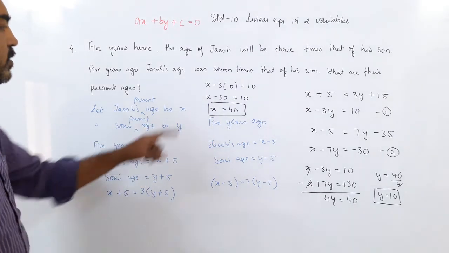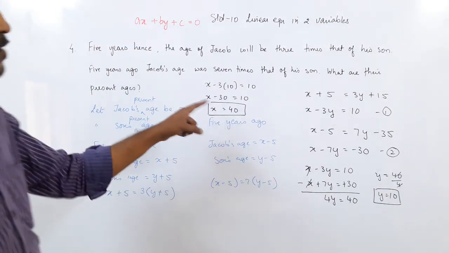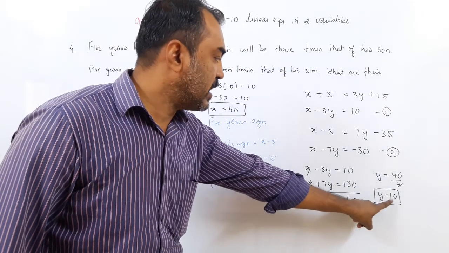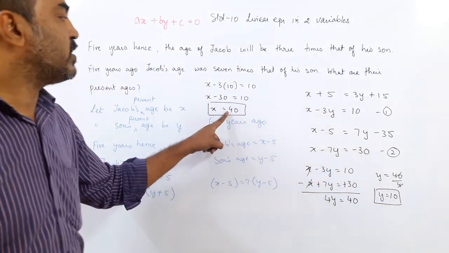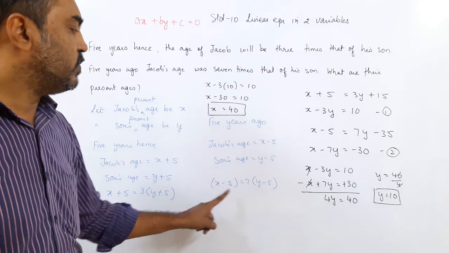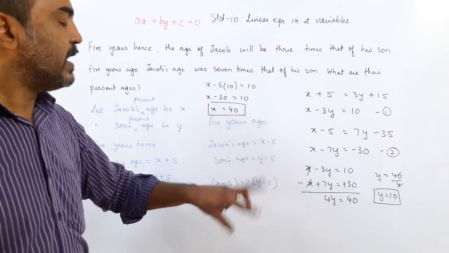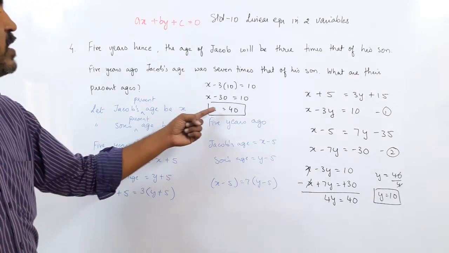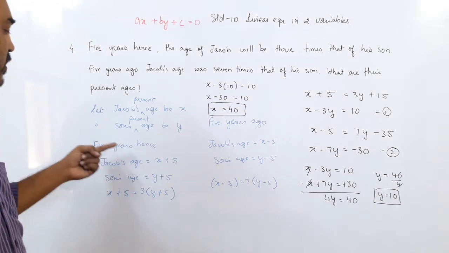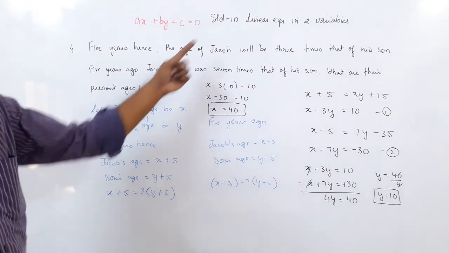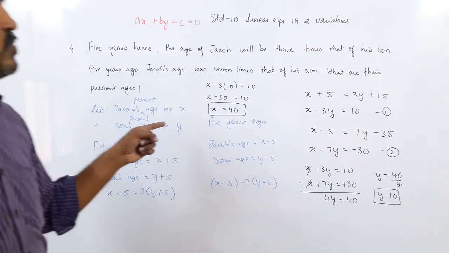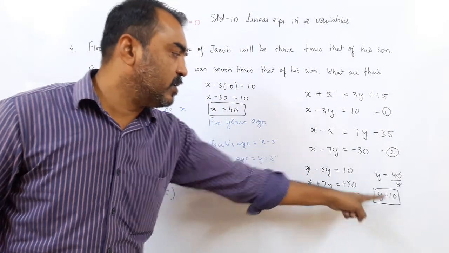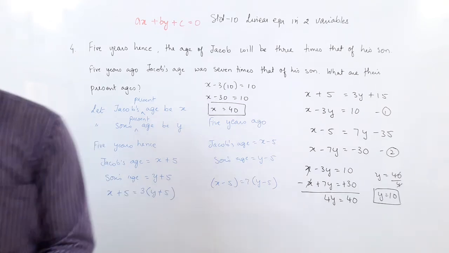Now check it out. 5 years before, the son was 10 minus 5, 5 years old. Father was 35 years old. So Jacob was 7 times the age of his son. After 5 years, son will become 15 years and father will become 40 plus 5, 45, where the relation is 3 times the age of his son. So the present age of the son is 10 years and Jacob is 40 years old.